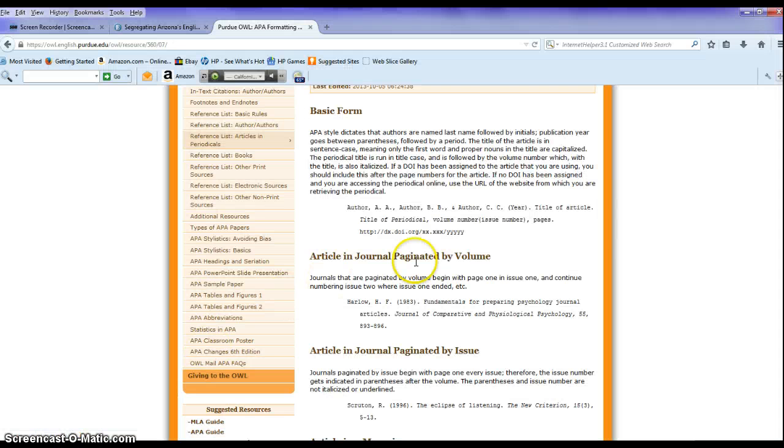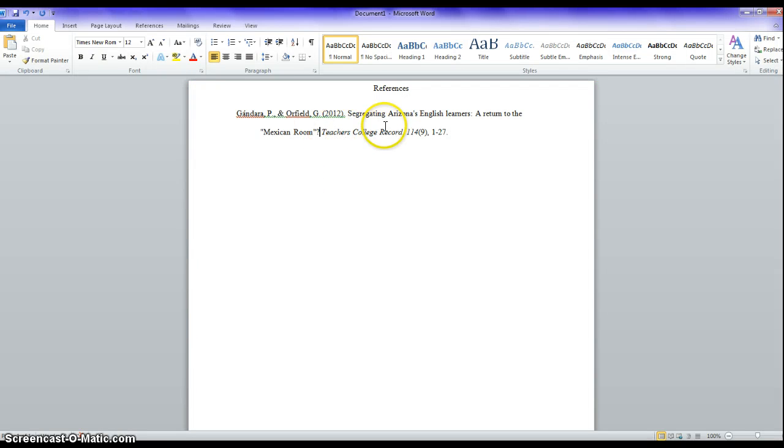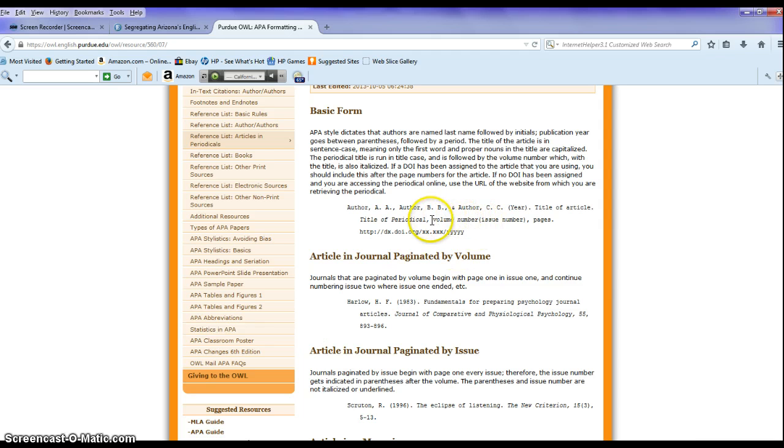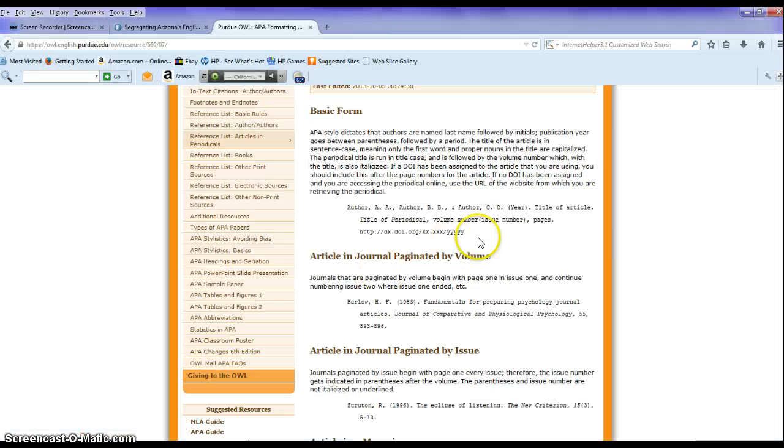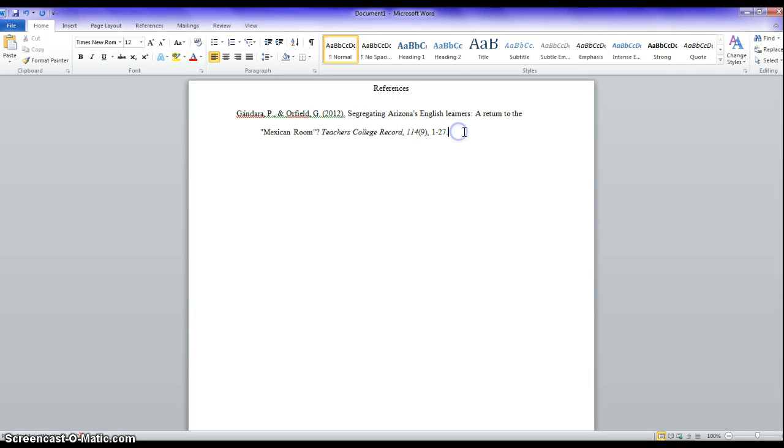I'm going to refer back to that website. Next, we need the title of the periodical italicized, which would be Teachers College Record. So that is correct. I'm going to refer back again, and you're going to have your volume number followed by your issue number in parentheses, also italicized. So we do have that as well. Followed by a comma, and then the pages with a period. So that reference is correct. So then you can just save that on your computer.